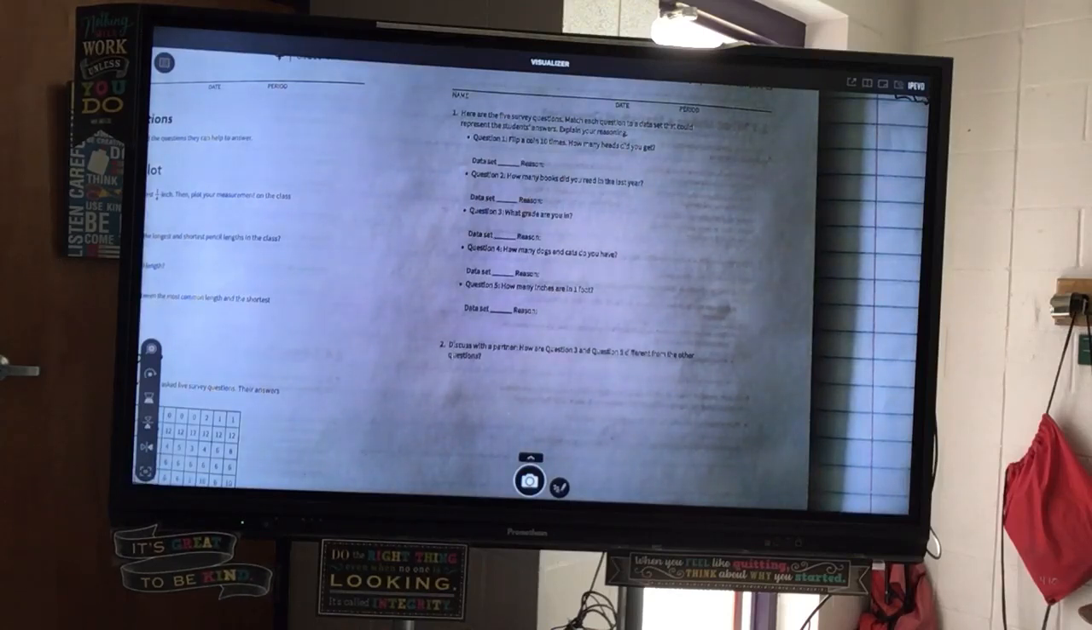Alright, question number 4, how many dogs and cats do you have? Bless you. Alright, so we have A and B left, right? So stand up if you pick A.